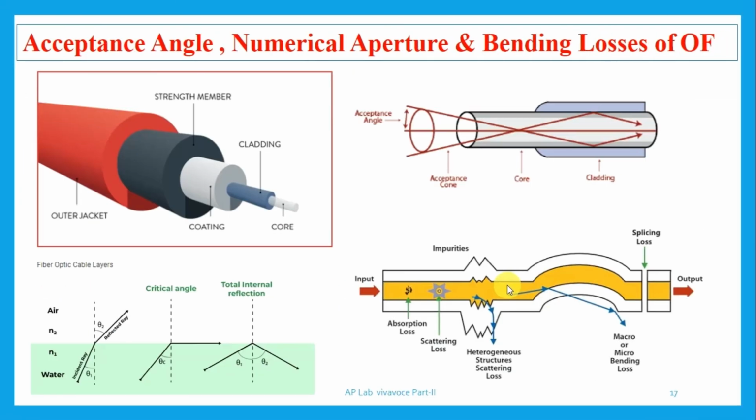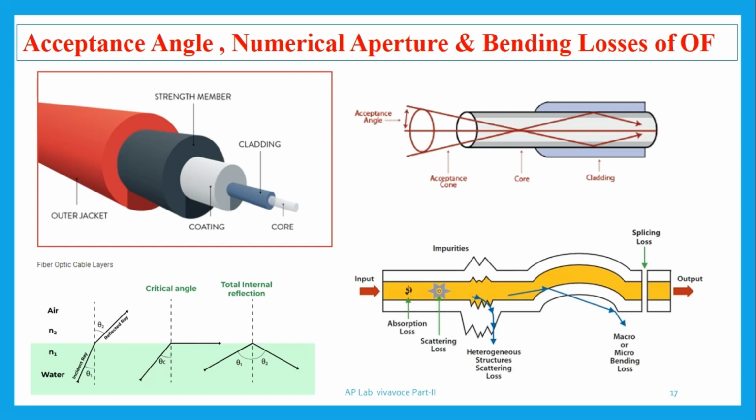The next experiment is optical fibers. Here we cover acceptance angle, numerical aperture and bending losses. Numerical aperture and bending losses are separately two experiments, but we will combine them and do them as a single experiment. Optical fibers are very important in communication systems, especially for the internet and other things.